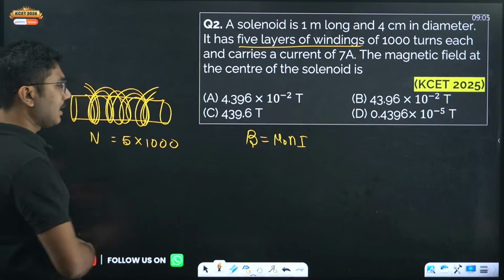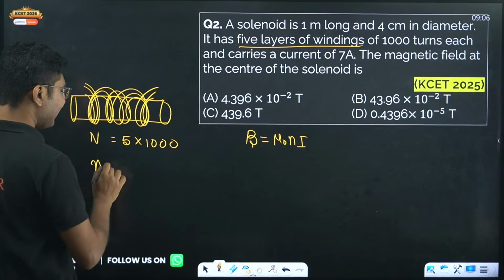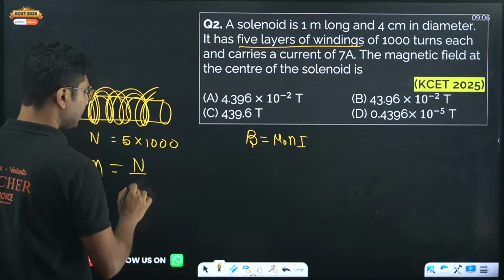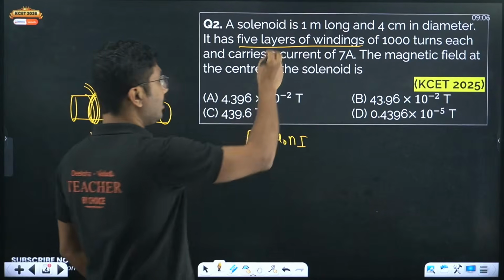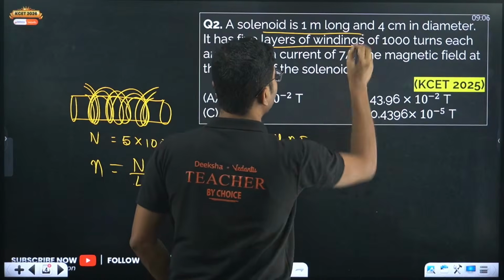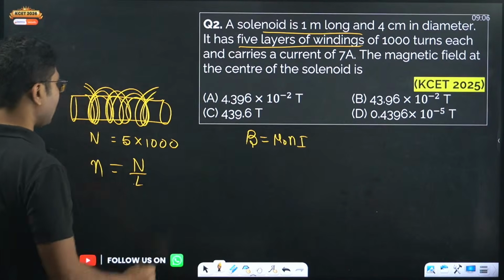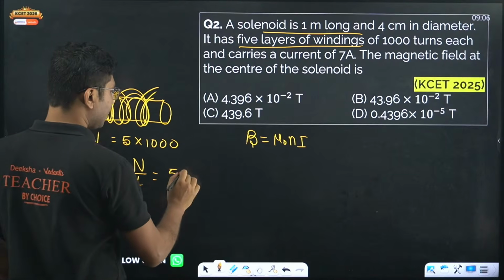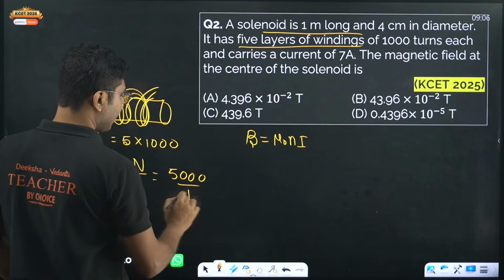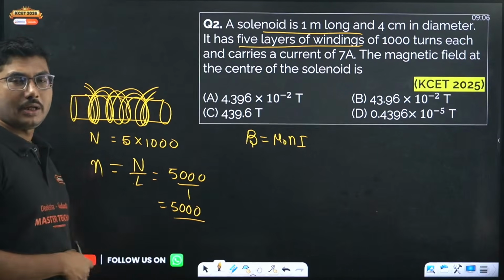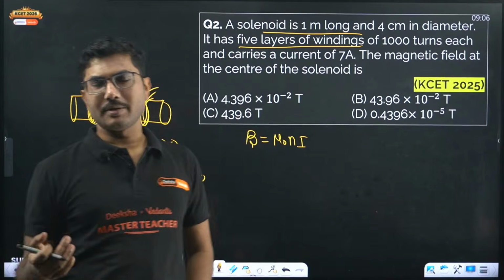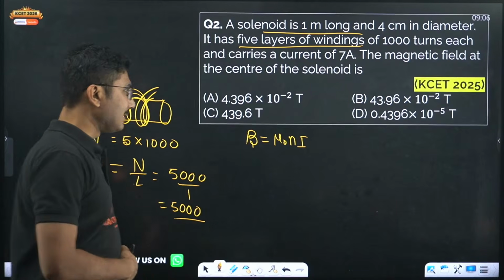Now here, number of turns per unit length is total number of turns divided by length of the solenoid. The length of the solenoid given here is 1 meter long. So it will be 5000 by 1, that is 5000. So basically 5 layers means 5000. 1 layer means 1000, 5 layers means 5000. That is the main thing.